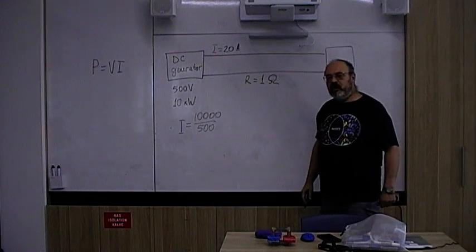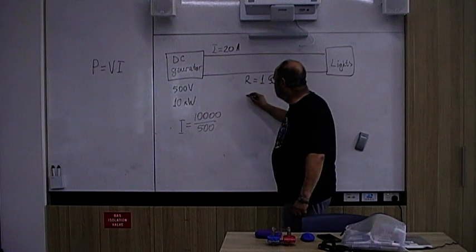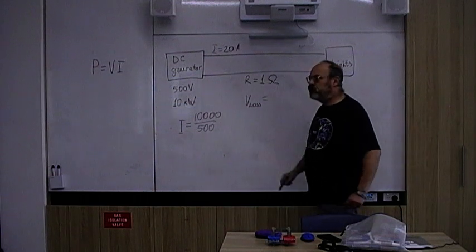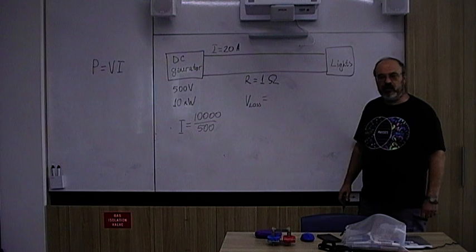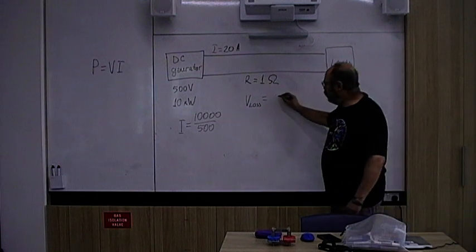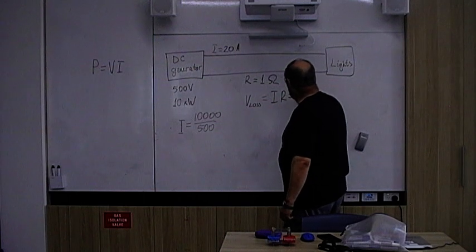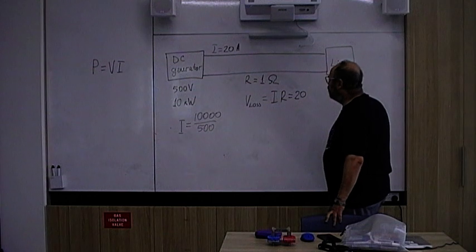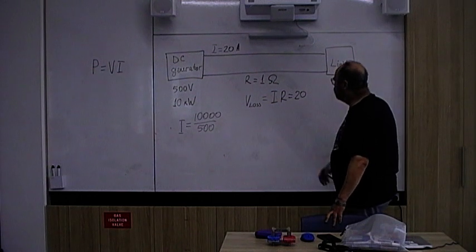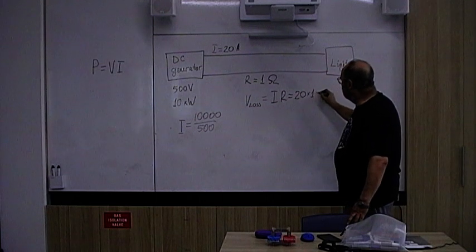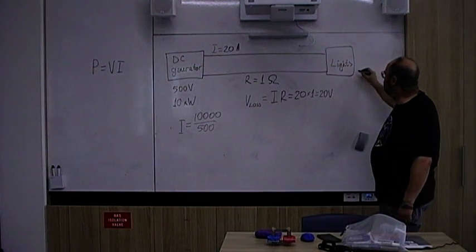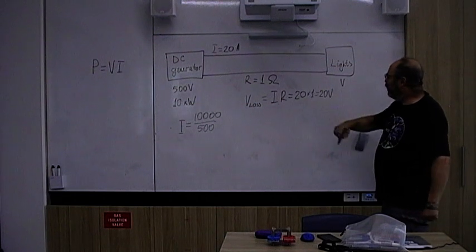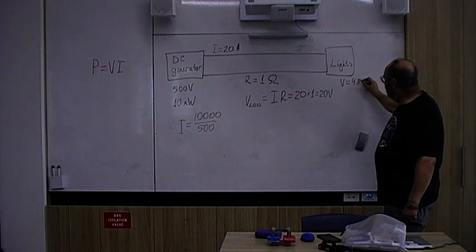How much voltage will be dropped across the line? I call it voltage loss, because the voltage across the lines is not useful, not voltage delivered to the lights. What will be the voltage drop across the lines? Ohm's law, IR. We have 20 times 1 equals 20 volts. So the voltage across the line is 20 volts. So how many volts are delivered to the lights? 500 minus 20 is 480 volts.